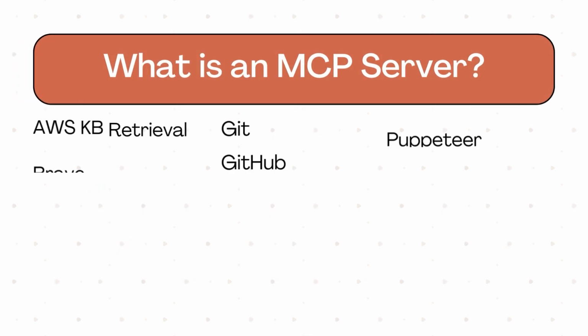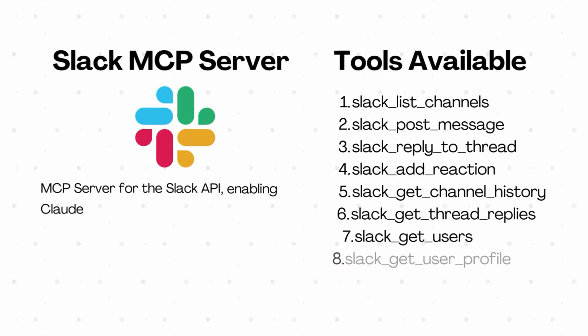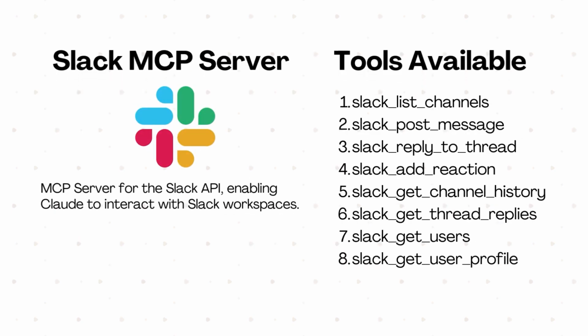Well, what is an MCP server? This is essentially just a lightweight program that allows us to retrieve data from different types of sources through the Model Context Protocol. Those data sources can be local to your computer files, or they can be remote services such as going through APIs. For instance, you get access to a Slack MCP server, enabling Claude or whoever your MCP client is to interact with the Slack workspaces.